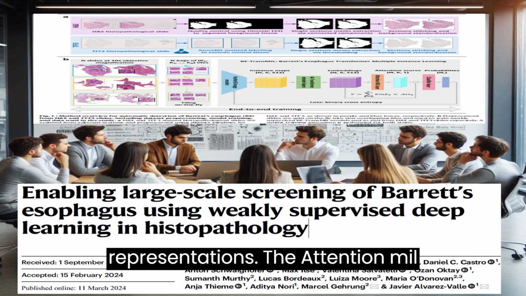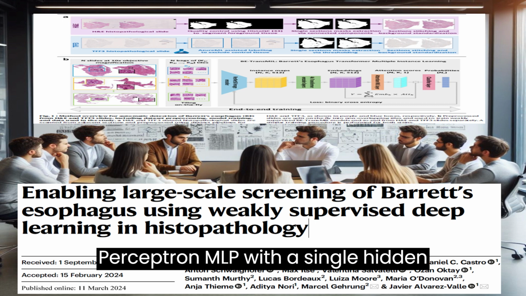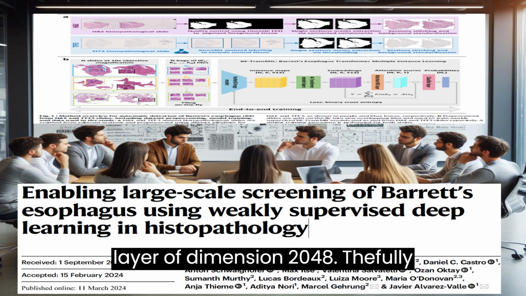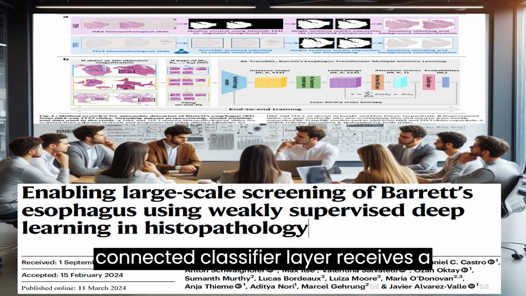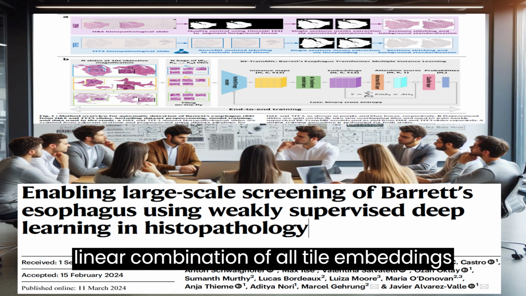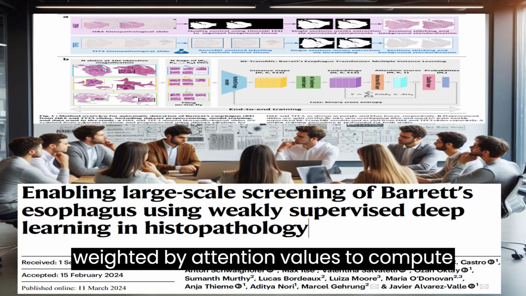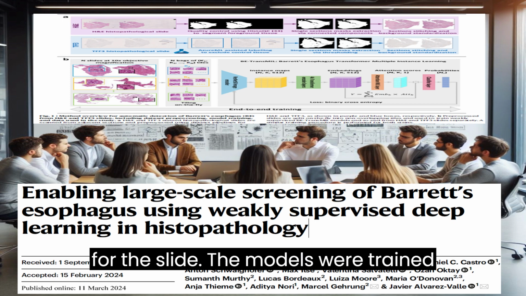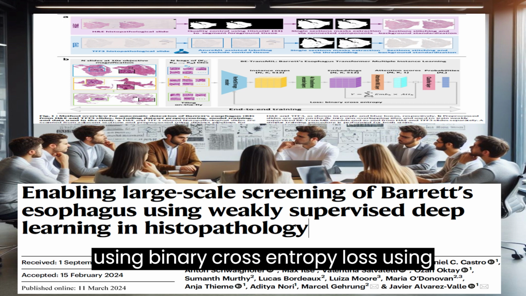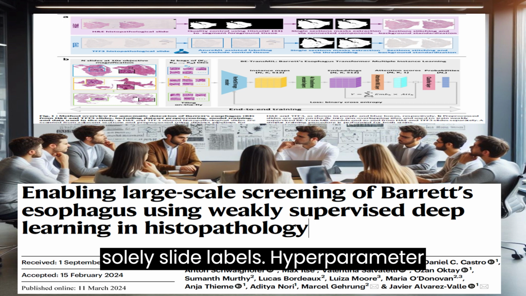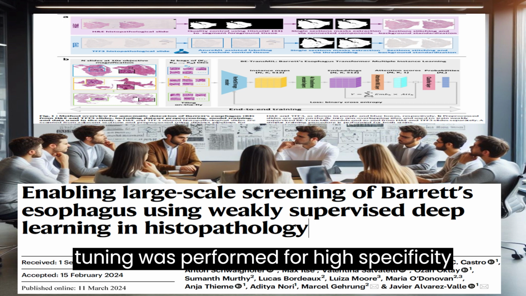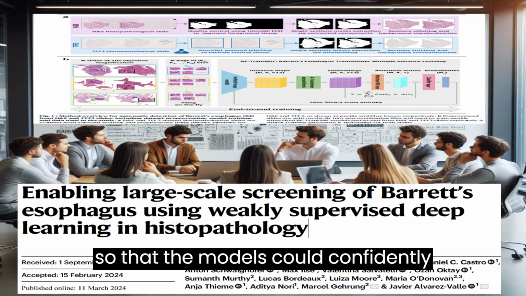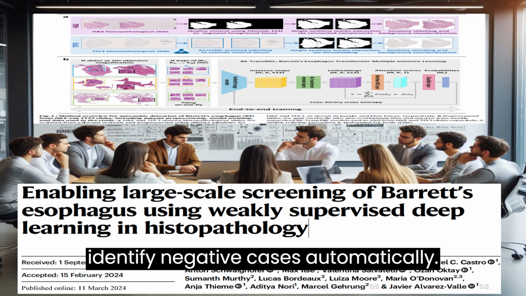The attention MIL pooling module uses a multi-layer perceptron, MLP, with a single hidden layer of dimension 2048. The fully connected classifier layer receives a linear combination of all tile embeddings weighted by attention values to compute the final probability to predict a label for the slide. The models were trained using binary cross-entropy loss using solely slide labels. Hyperparameter tuning was performed for high specificity so that the models could confidently identify negative cases automatically.